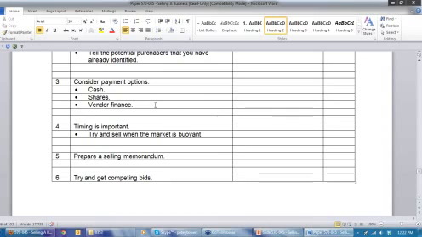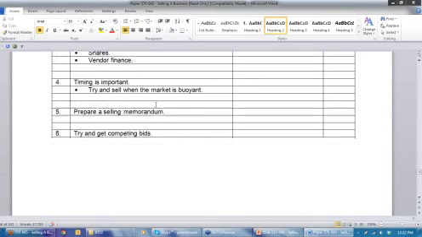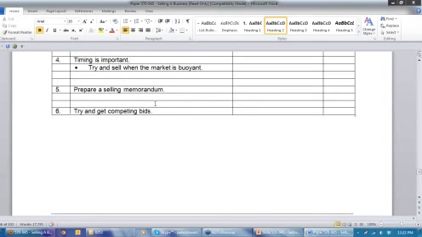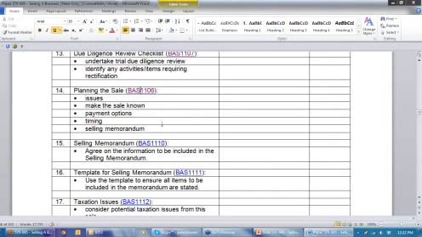Because if the person's going to owe them a substantial amount of money and going to pay it off over a 3 or 4 year period, you'd want to check out the bona fides of that person. Obviously timing is very important. We're proposing that if this is the situation, you'd be wanting to prepare a selling memorandum, and we have some guidance as to what should be in a selling memorandum.